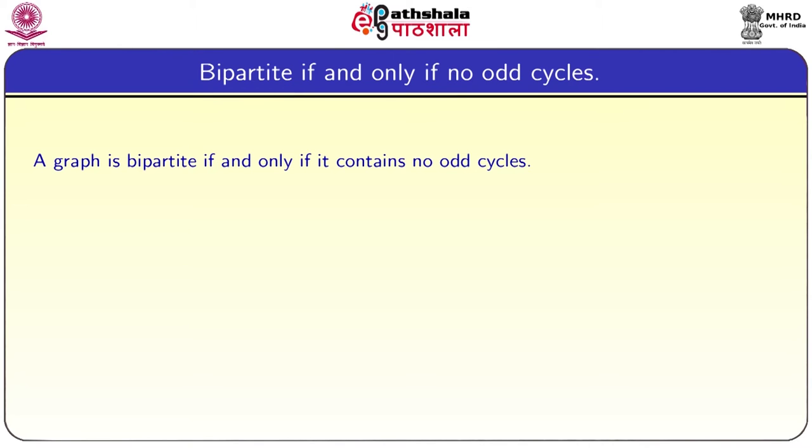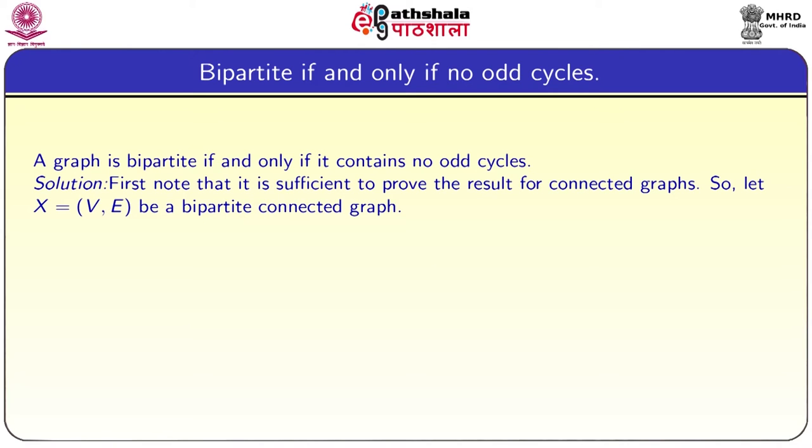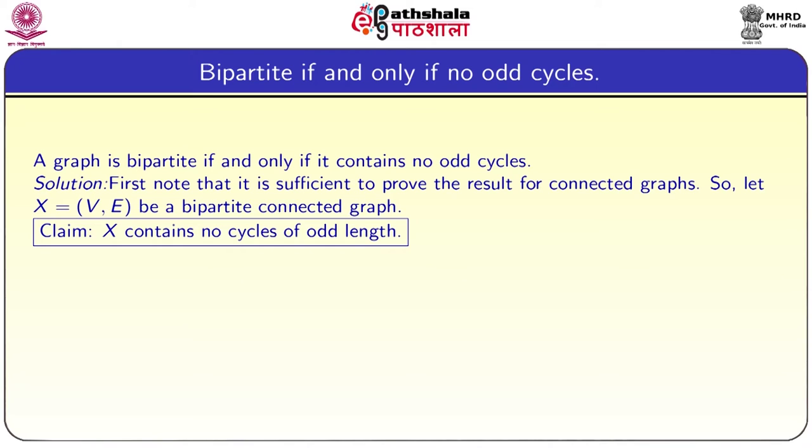That is, a graph is bipartite if and only if it contains no odd cycles. That means, in a bipartite graph, the length of every cycle is even. The solution: first note that it is sufficient to prove the result for connected graphs. So, let X = (V, E) be a bipartite connected graph. Our claim is that we need to show that X has no cycles of odd length.